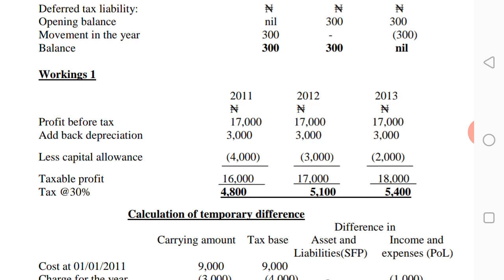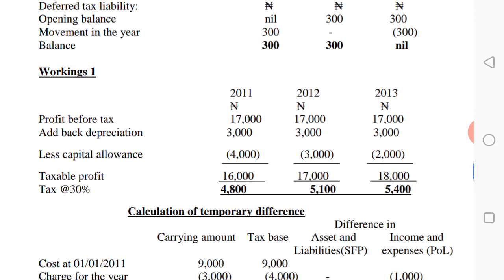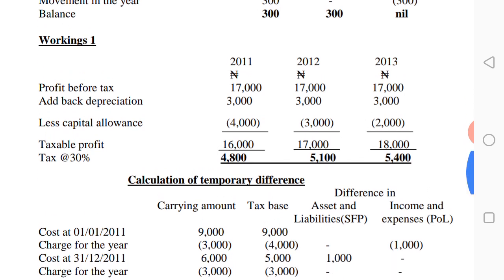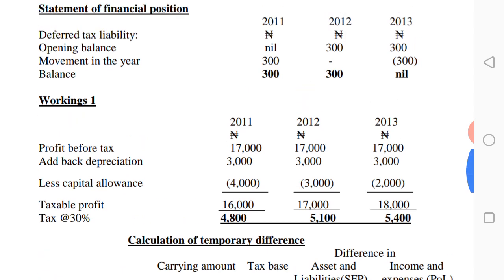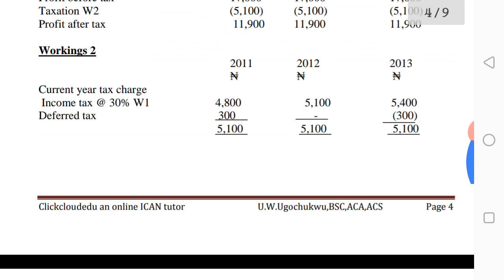Now you add back depreciation of 3,000. Then you less what? Capital allowance of 4,000. So 2011 we have 16,000, 2012 we have 17,000, 2013 we have 18,000. Then we multiply the 30% on it, we have 4,800, 5,100, and 5,400. So this is our current year provision for tax. Then that is what is there.